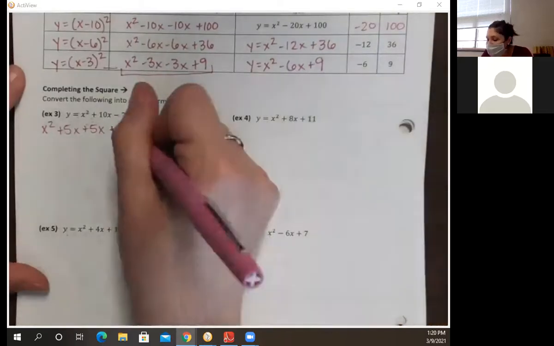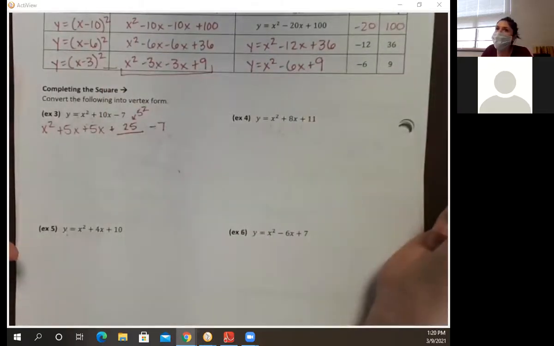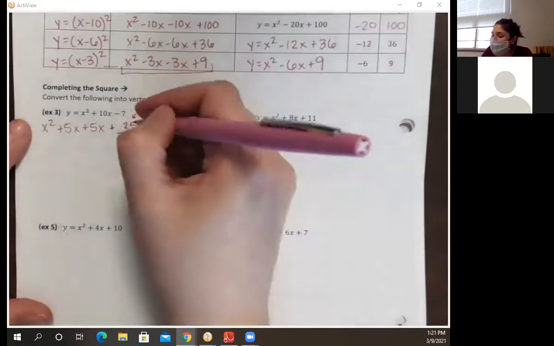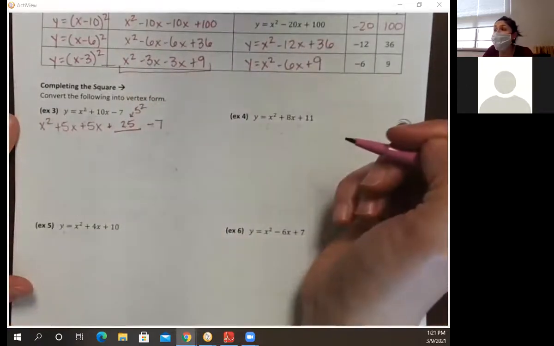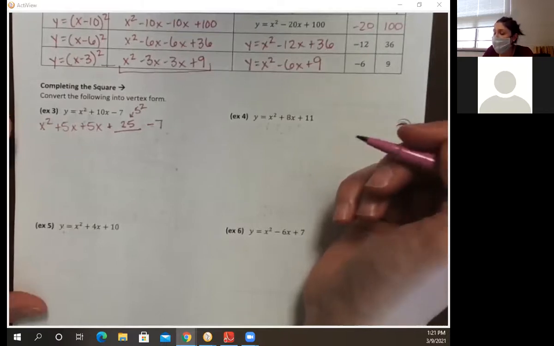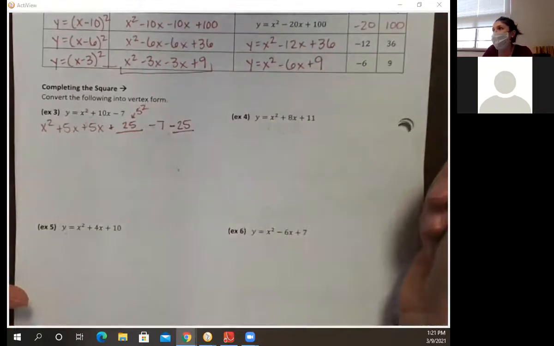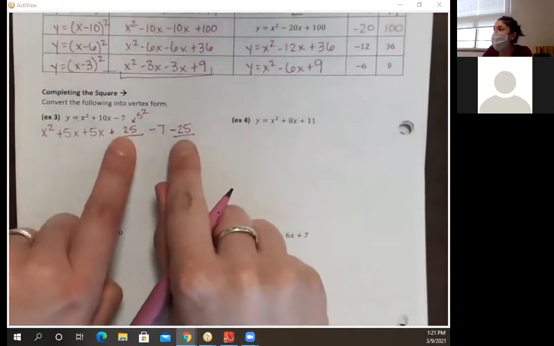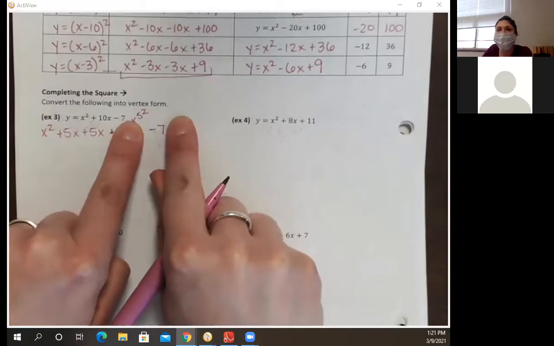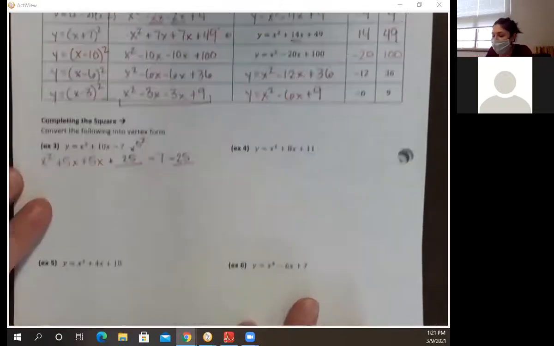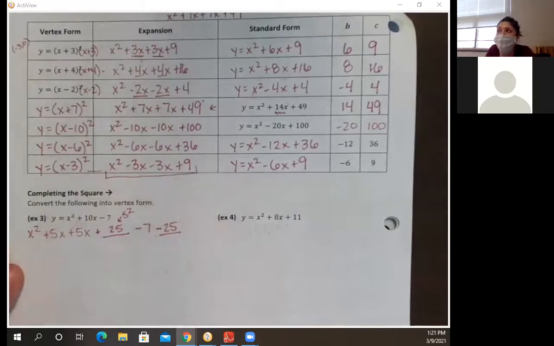Now, just adding 25 to the problem is going to change it. So I also can't just add 25 and call it a day. Since I added 25, to keep this balanced and make sure it stays the same, I also need to take away 25. Because if I add it and then take it away, it's not going to change the problem, right? But I'm going to add it and take it away in some strategic places so that I can still get to what I want, vertex.